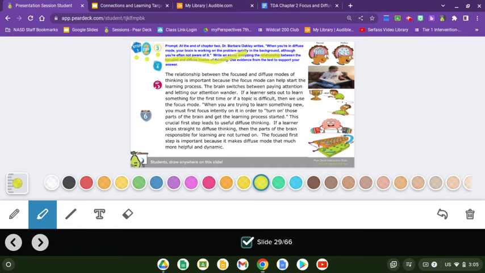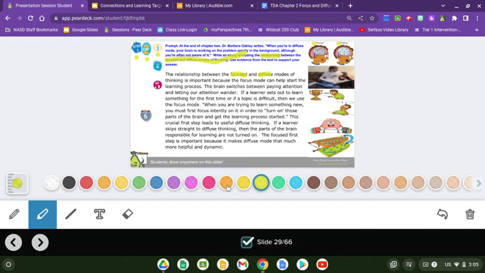Now, do we have a picture of a focused and diffuse mode? We do, and it's right here. I'm going to put a dot next to the focus side of the picture and a dot on the diffuse side of the picture. The relationship between the focused and diffuse modes of thinking is important because the focus mode can help start the learning process.